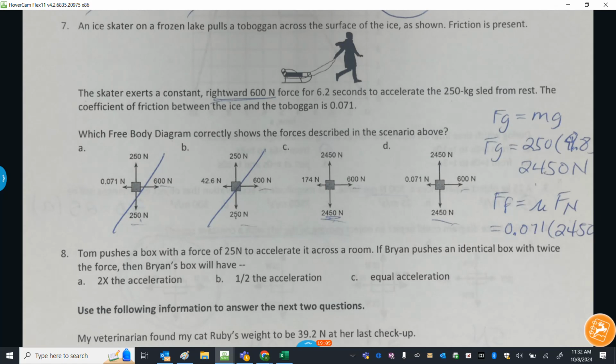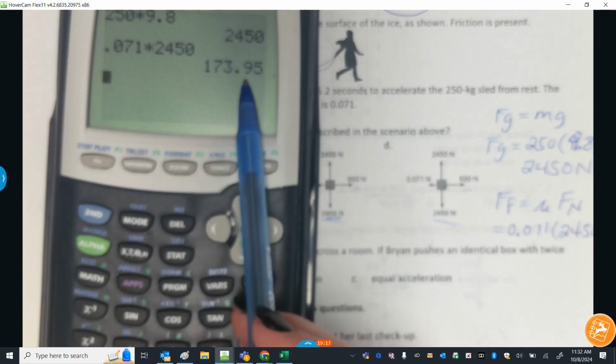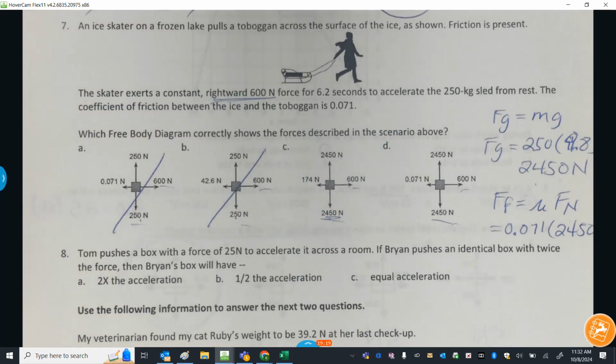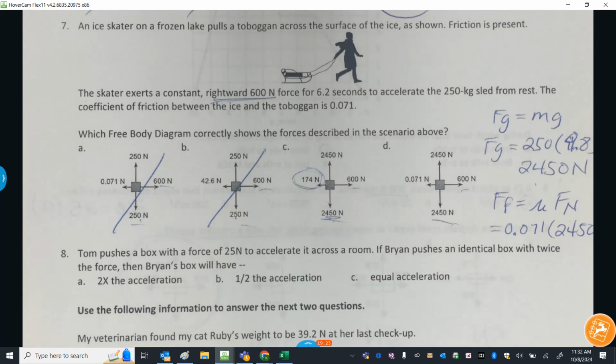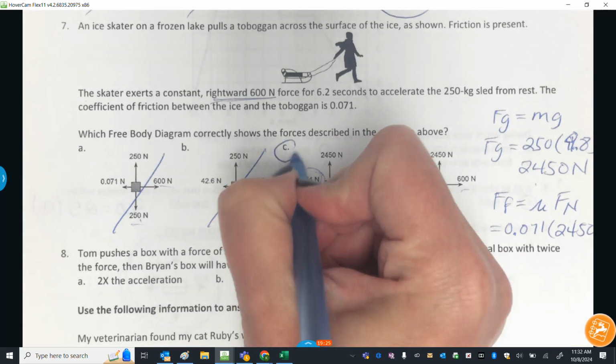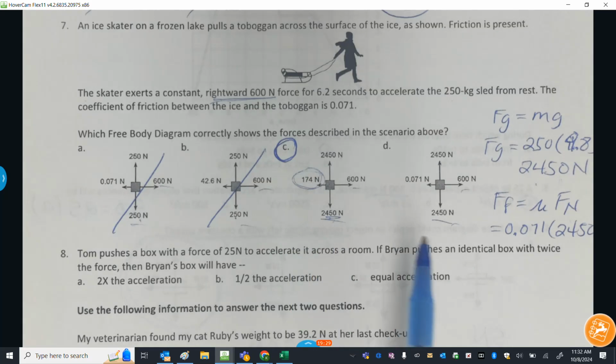So if I multiply 2,450 times 0.071, then I get a force of friction of 173.95. Again, it's to the left, so technically it's negative, but you don't see that on the diagram, and that rounds to 174. So the answer to this should be C. And really it was the friction and the gravity that gave it away.